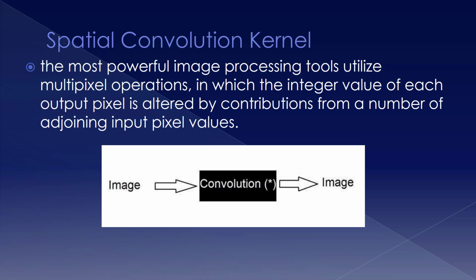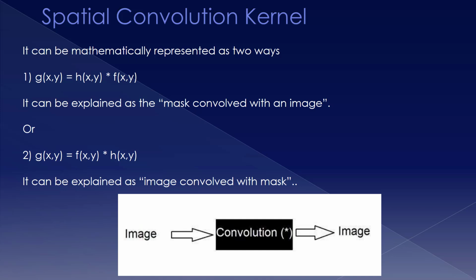Moving on to spatial convolution kernels, the most powerful image processing tools utilize multi-pixel operations, where an integer value of each output pixel is altered by contributions from a number of adjoining input pixel values. You have your pre-image on the left, a convolution performed in the middle, and a post-image on the right. It can be mathematically represented in 2 ways. g(x,y) = h(x,y) * f(x,y), which can be explained as the mask convolved with an image.